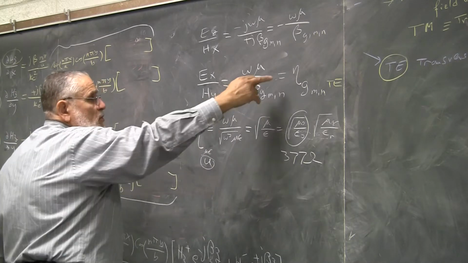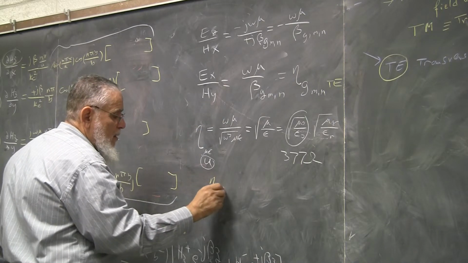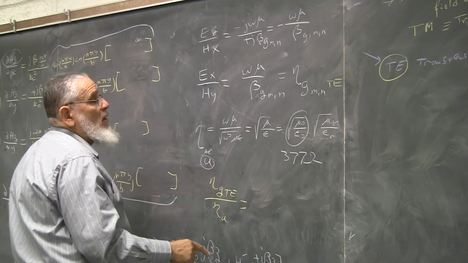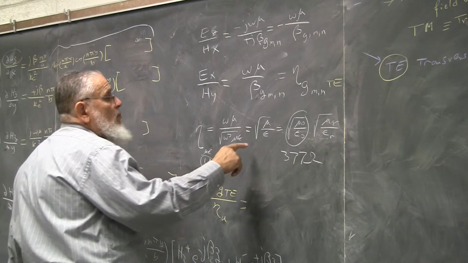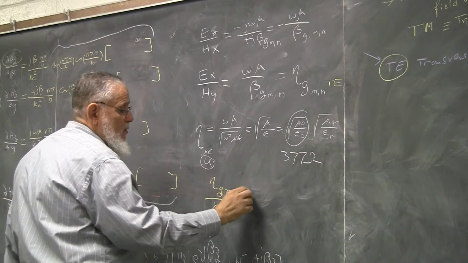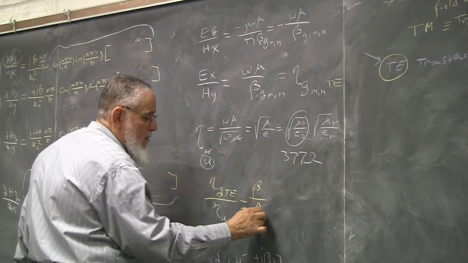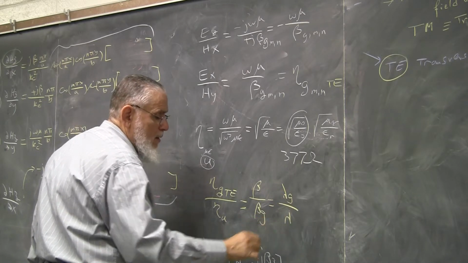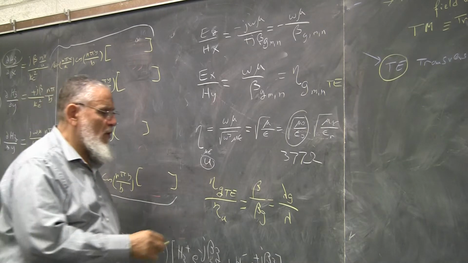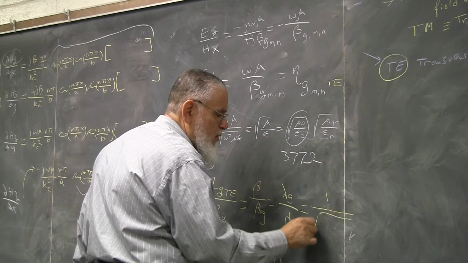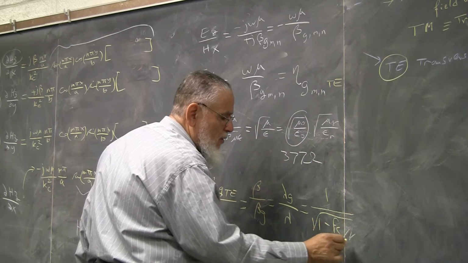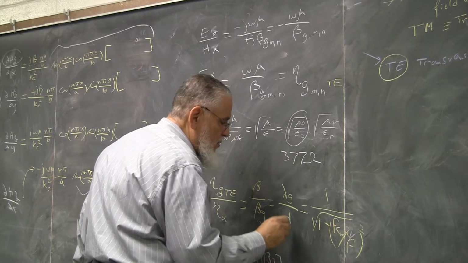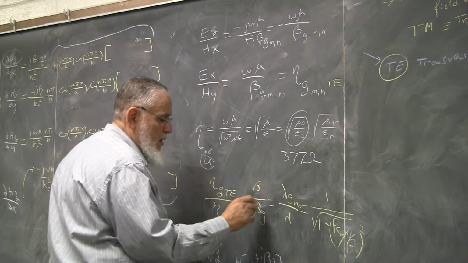If you take the ratio between these two, eta guide for the TE over eta unguided, it's going to be beta over beta guide, which is actually lambda guide over lambda. We did that before, and that turns out to be 1 over the square root of 1 minus (FC over F) squared, M and N. I'm dropping the M and N. M and N is always there.